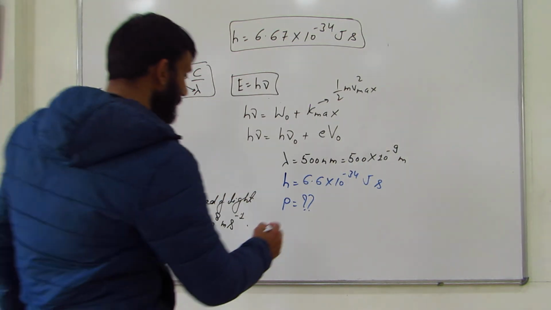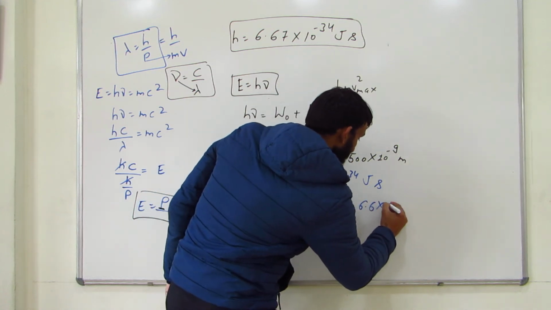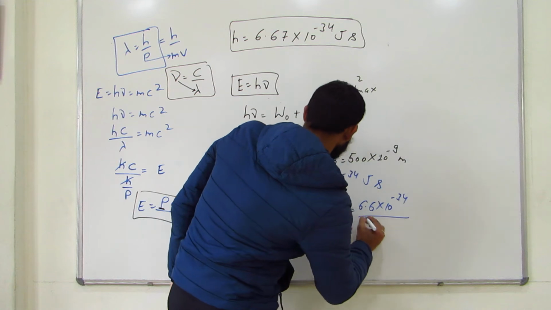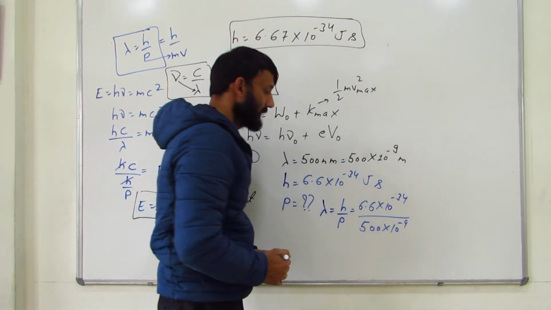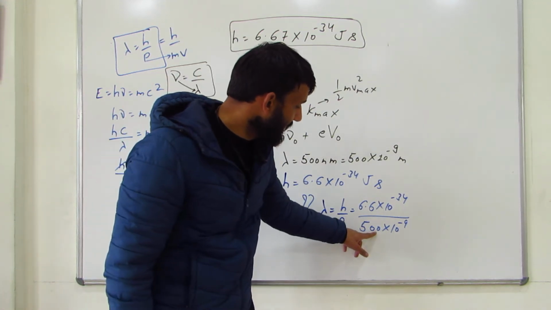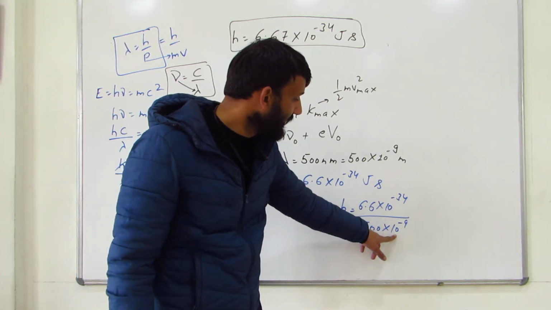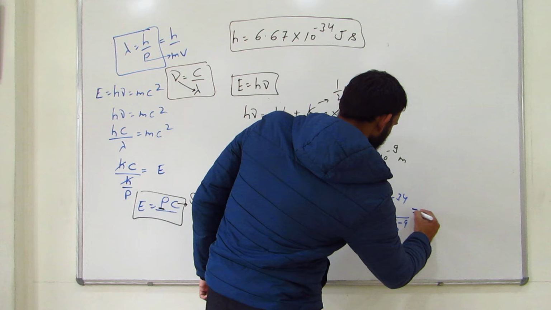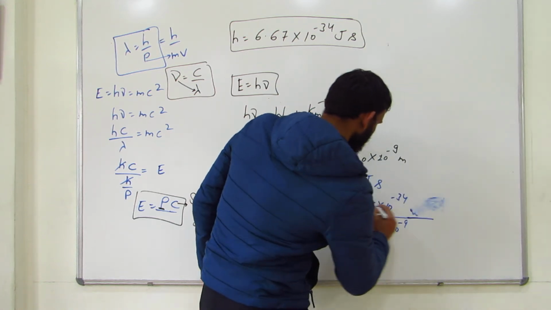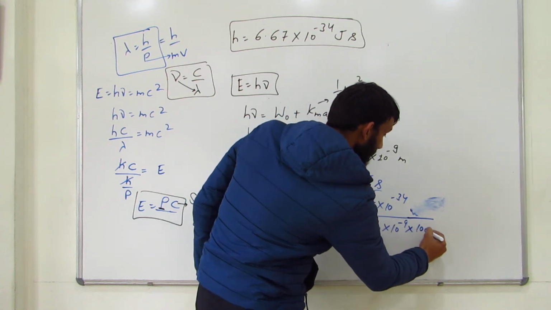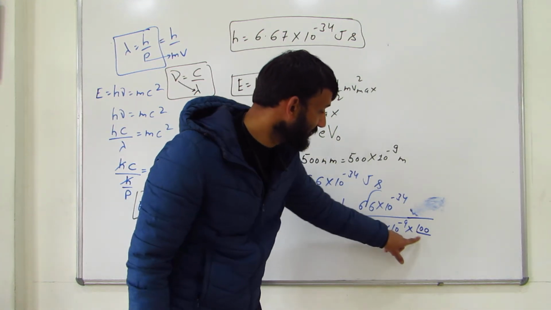So if I write the formula, lambda is equal to h upon p, 6.6 into 10 to the power minus 34 upon 500 into 10 to the power minus 9. Now you know this is 10 to the power 2, 500, double zero means 10 to the power 2, multiplied by 10 to the power minus 9. Or I can do it this way also. You remove this point, 100 will come. Now this 100 and these two numbers means 10 to the power 4.